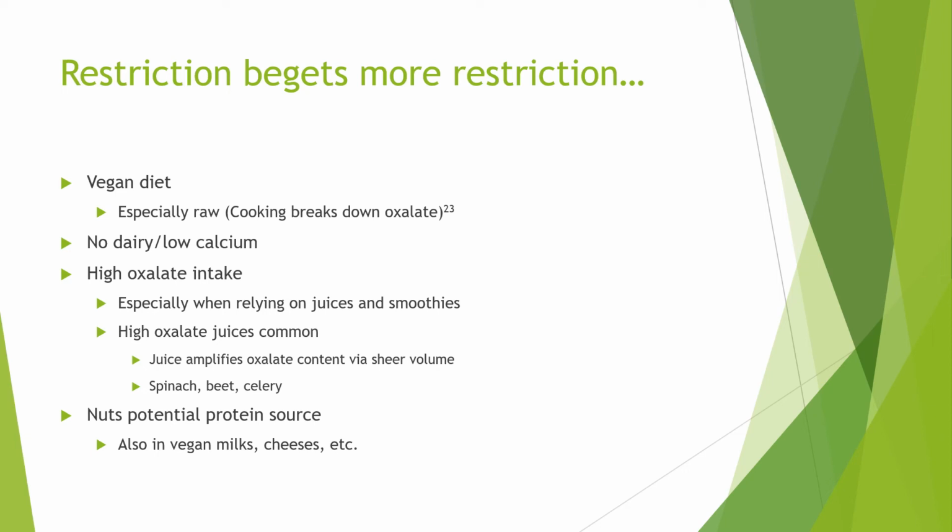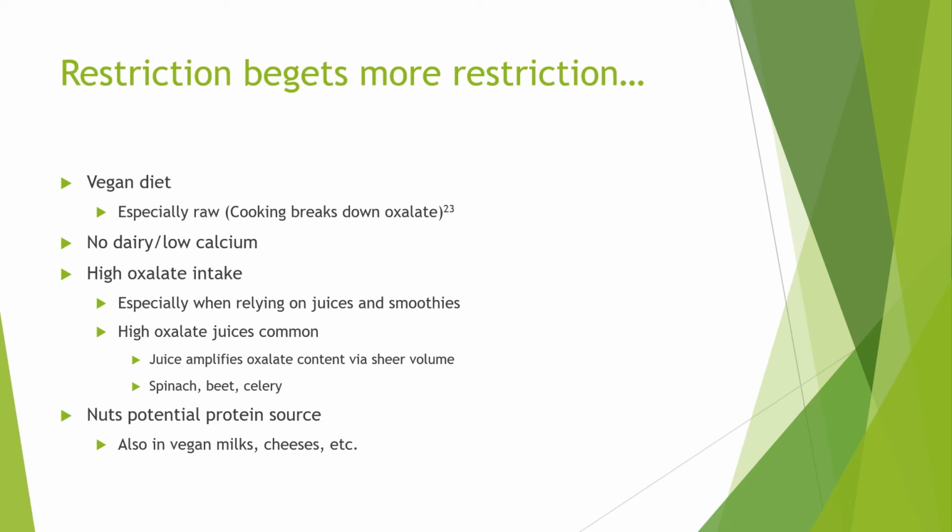And finally, let's take a look at the vegan diet. We talked about higher animal protein diets being problematic. A vegan diet can be problematic as well, especially a raw vegan diet. Cooking breaks down oxalate, so if you don't cook your food, it's going to have its maximal amount of oxalate in it. Also, vegan diets tend to be no dairy and low in calcium. They may supplement with it, but since they're not eating dairy products, they're going to be low in calcium, and that's going to increase oxalate absorption. They're going to have a generally high oxalate intake.